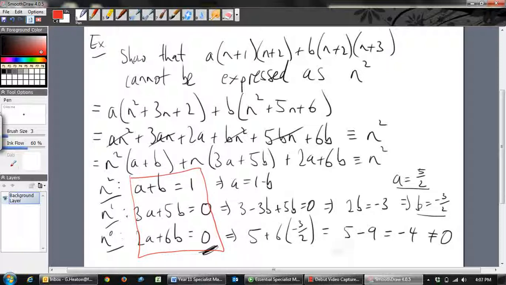And so that means there's no solution. No A and B for which all those three equations hold. And if that's true, that means it cannot be expressed as n squared. It doesn't work, it doesn't exist. And that's pretty much all there is to it. Enjoy.